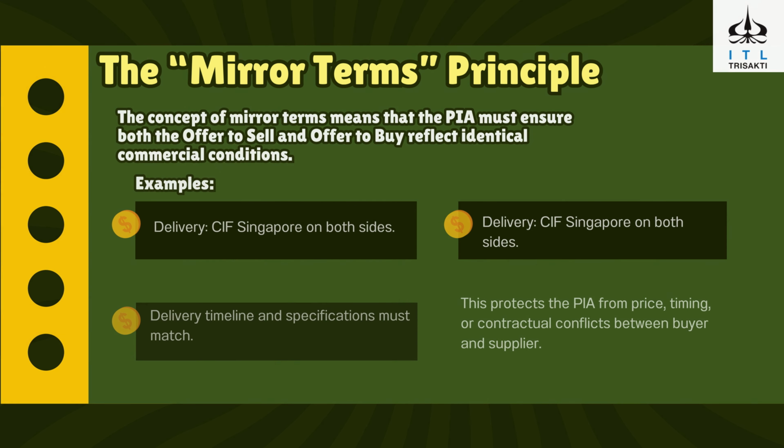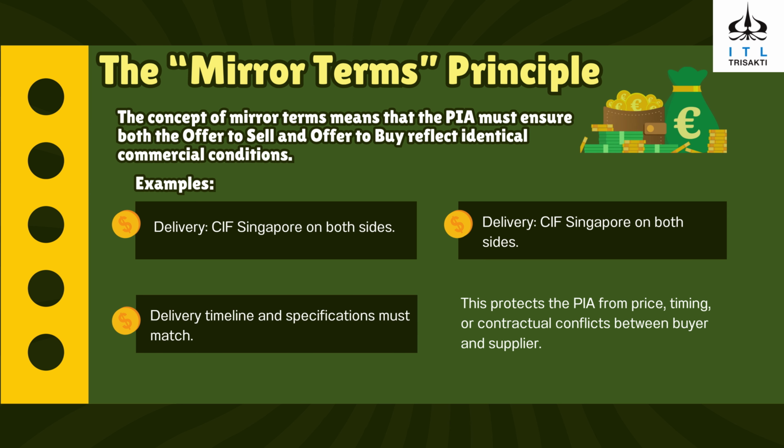The mirror terms principle is one of the most important concepts. It means that both the offer to sell and offer to buy must contain identical commercial conditions, for example, delivery terms like CIF Singapore, on both sides. This principle protects the peer from risks like price differences, delivery delays, or contract mismatches. In short, mirror terms ensure fairness and consistency between the buyer and the supplier.